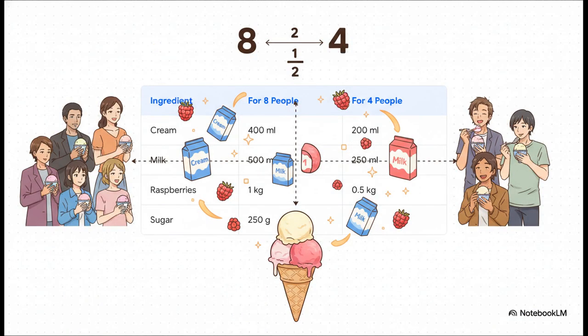Let's look at the ratio of people. We're going from 8 people down to 4. So the ratio is 8 to 4. Can we simplify that? Of course. We can divide both numbers by 4, which gives us a much simpler ratio of 2 to 1. This basically tells us we need half the amount of everything. So we divide every single ingredient by 2. 400 milliliters of cream becomes 200, 500 milliliters of milk becomes 250. And just like that, math helped us make the perfect amount of ice cream, no waste.